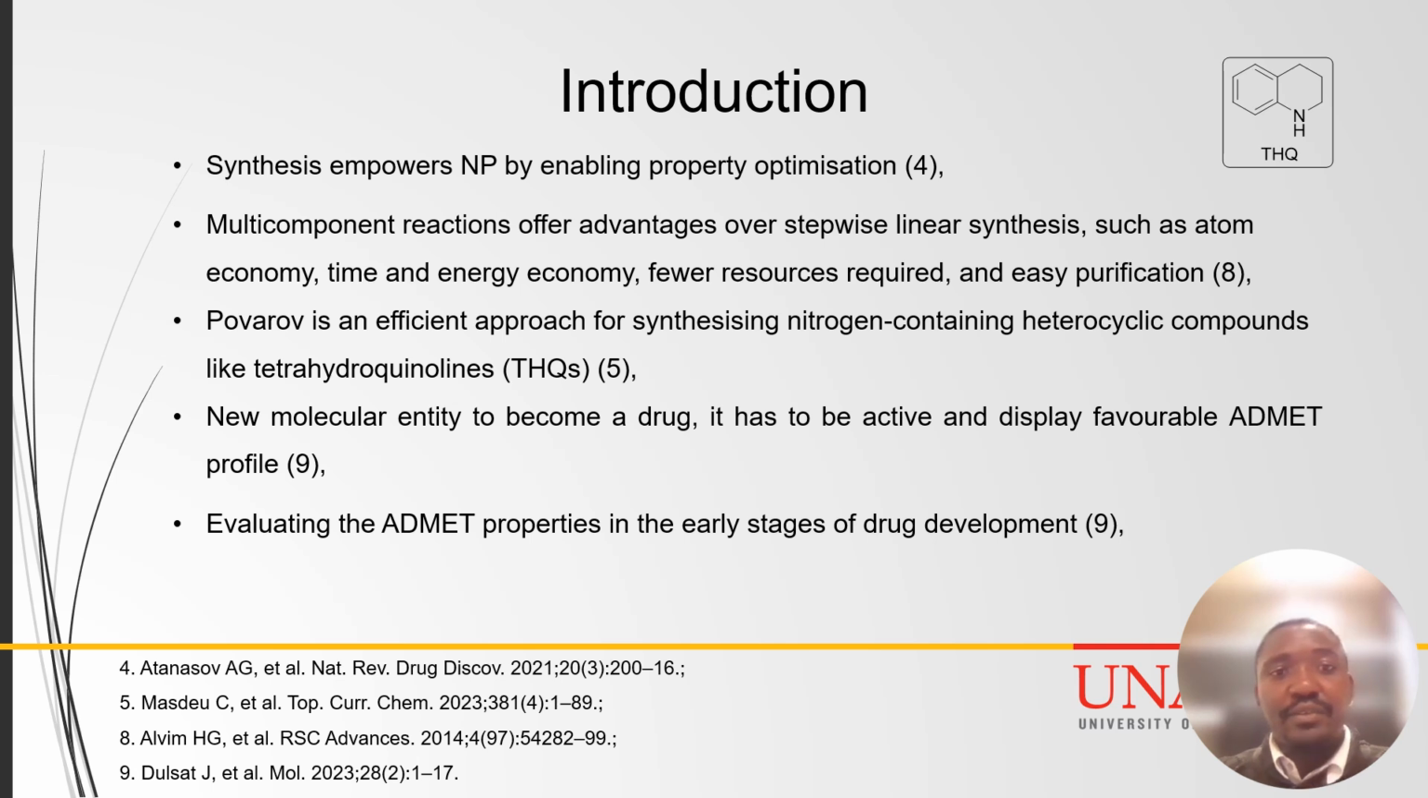And for a drug candidate to be approved as a drug, it has to be active, first of all, and secondly, it has to have favorable ADMET properties. And because of this, we can reduce the attrition rate of the drug discovery and development process by trying to evaluate these ADMET properties as early as possible in the drug discovery and development stages.